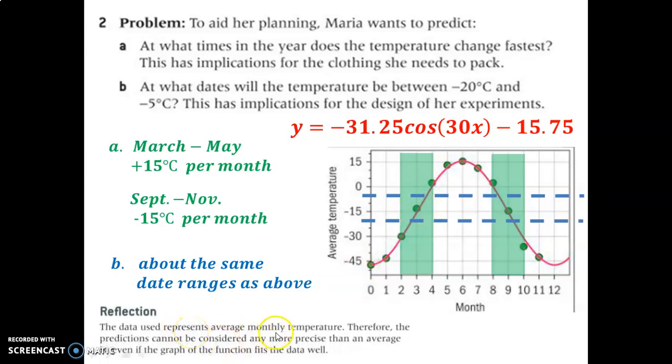The data used here represents average monthly temperatures. Therefore, the predictions cannot be considered really precise. Like if you took that and tried to figure out exactly which month or what day of the month, that would not really be valid here because our data, again, is averages and only one data point per month.